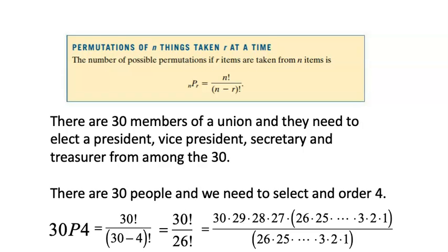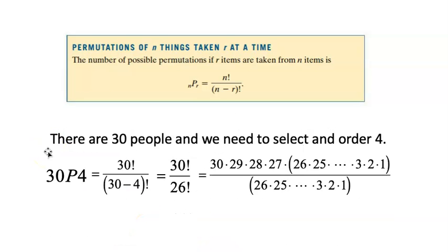So a lot of stuff cancels. You'll notice what I have here: 26, 25, down to 3, 2, 1 on top, and 26, 25, down to 3, 2, 1 on the bottom will go away. What will that leave me with? 30, 29, 28, 27, which you'll recognize from my fundamental counting approach. 30 choices for president, then 29 for vice president, then 28 for secretary, and 27 for treasurer. So this model agrees with the way that we did this previously. 30 times 29 times 28 times 27 again, 657,720 ways we can arrange 4 people from a group of 30.